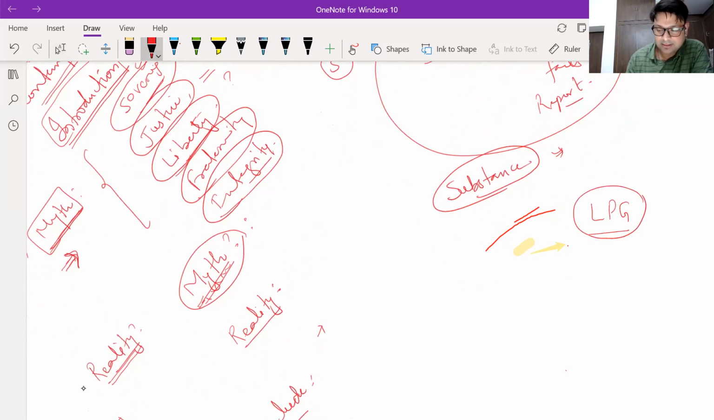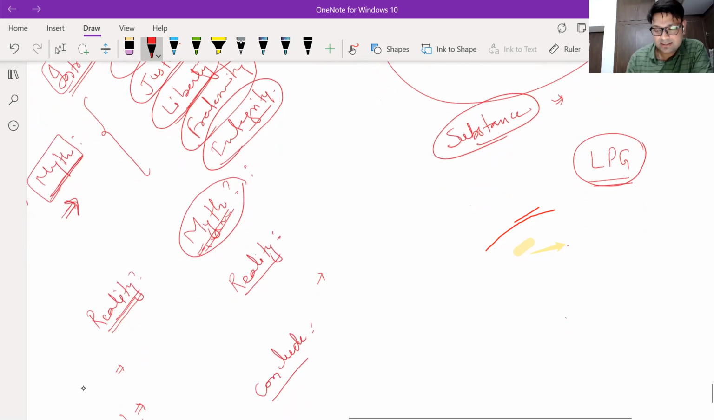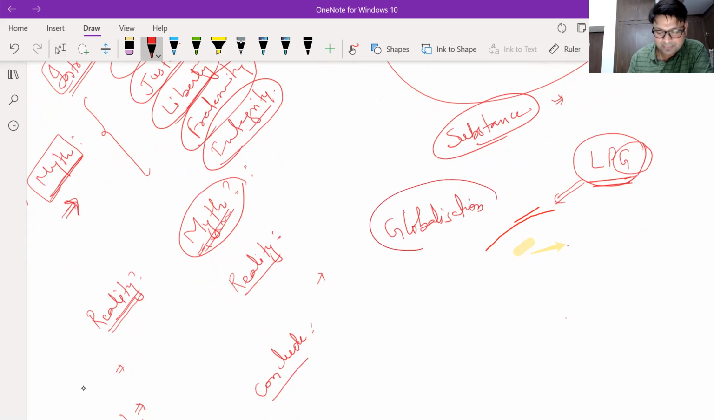See, these LPG reforms, I have studied administration, also public administration, and we see that with LPG, basically globalization, we could become a global village. So it is being said that globalization takes away the sovereignty of nations. That is one critique of globalization, right?